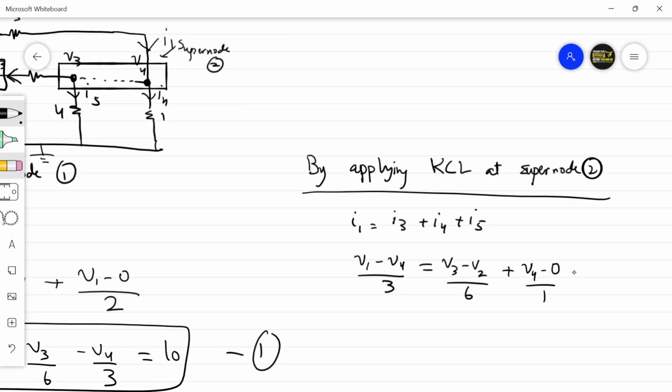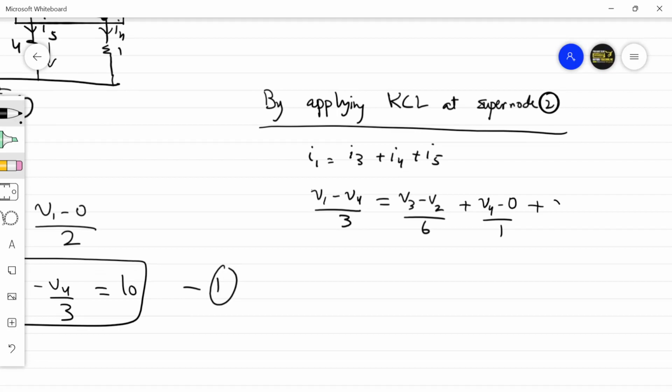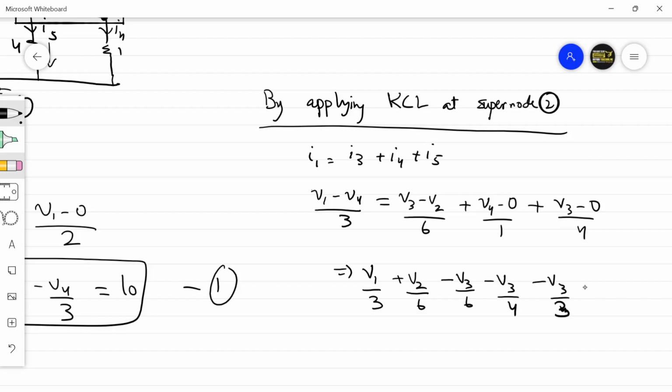and I5, this current, I5 is V3 minus 0 by 4, which implies V1 by 3 plus V2 by 6 minus V3 by 6 minus V3 by 4 minus V4 by 3 minus V4 is equal to 0. This is equation number 2 for you.